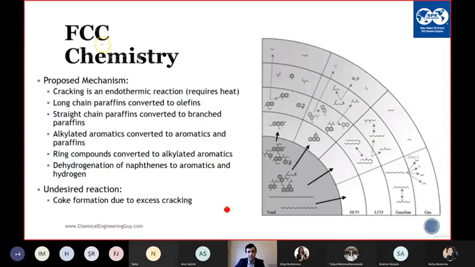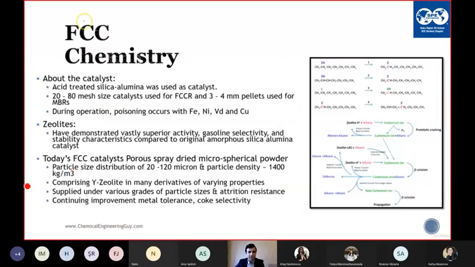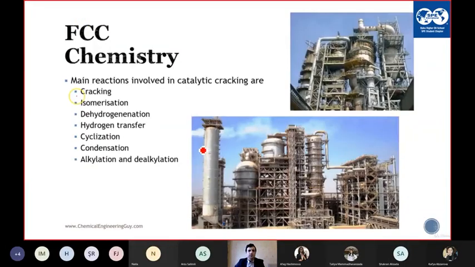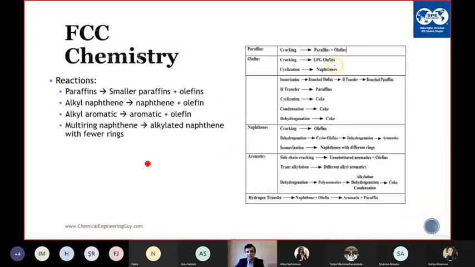FCC chemistry. I added too many slides regarding the chemistry. If you have time, you can just check later. The important part is that we use zeolites as a catalyst in FCC. So in the reactor, we have the cracking reaction, isomerization, dehydrogenation, hydrogen transfer, and so on. There are thousands of different reactions occurring in the FCC.